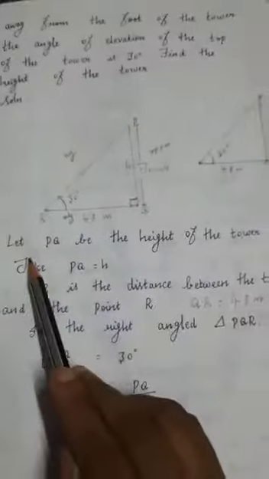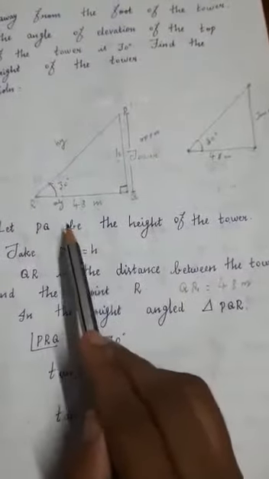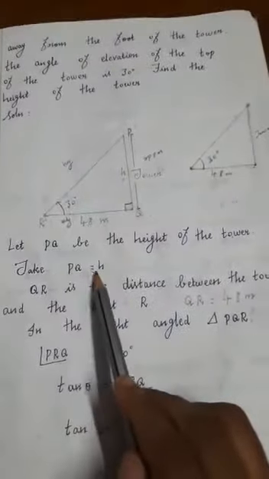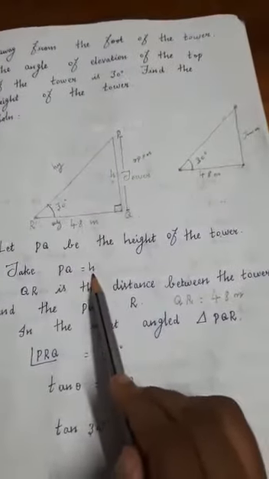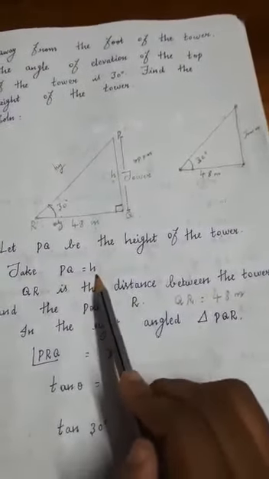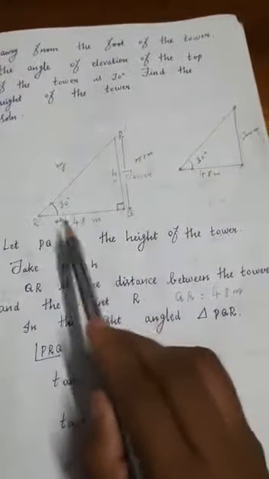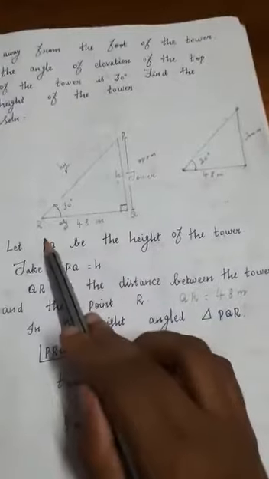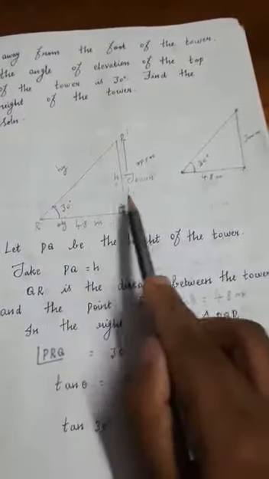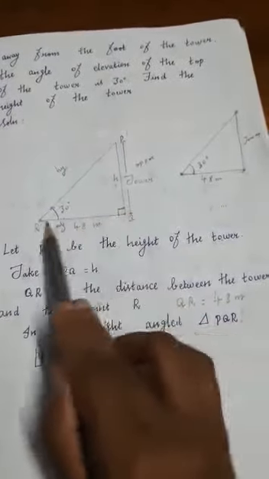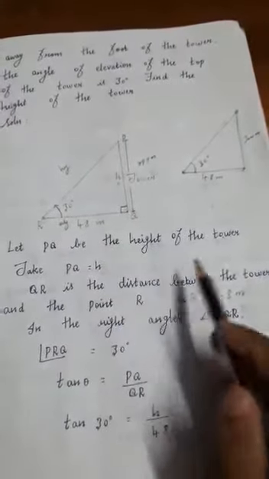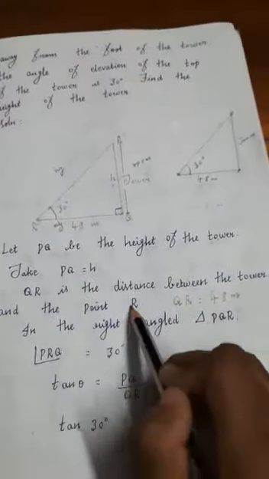So now you have to write: let PQ be the height of the tower. PQ you can consider as the height of the tower. Next, QR means the distance between the tower and the point R. This distance from the ground point to the foot of the tower is QR. QR is the distance between the tower and the point R.